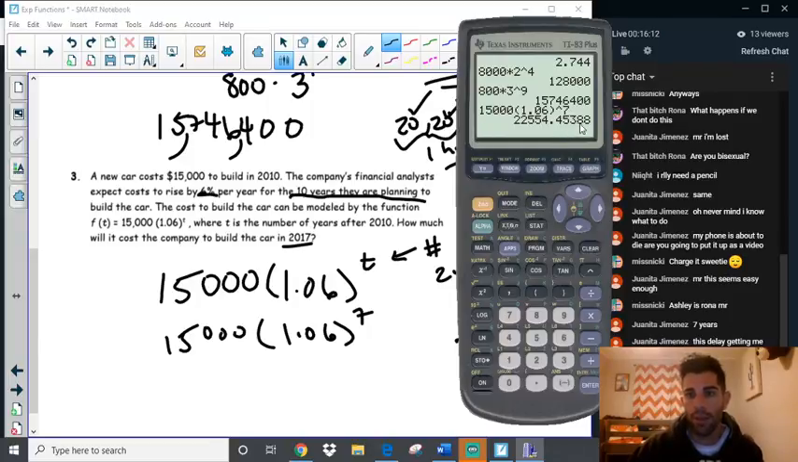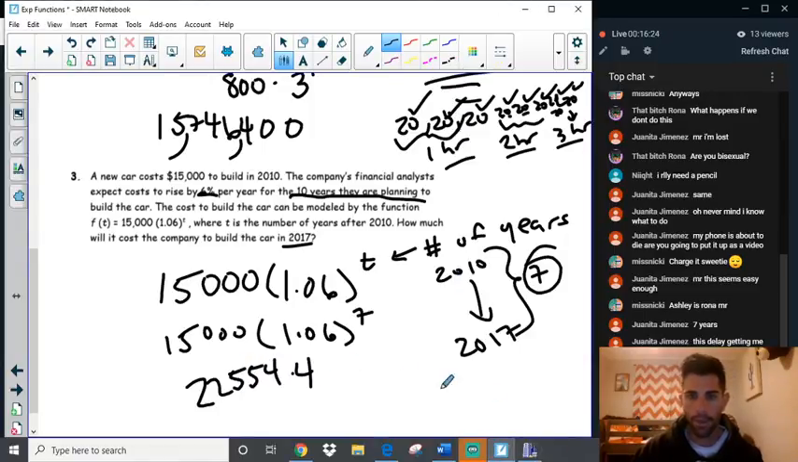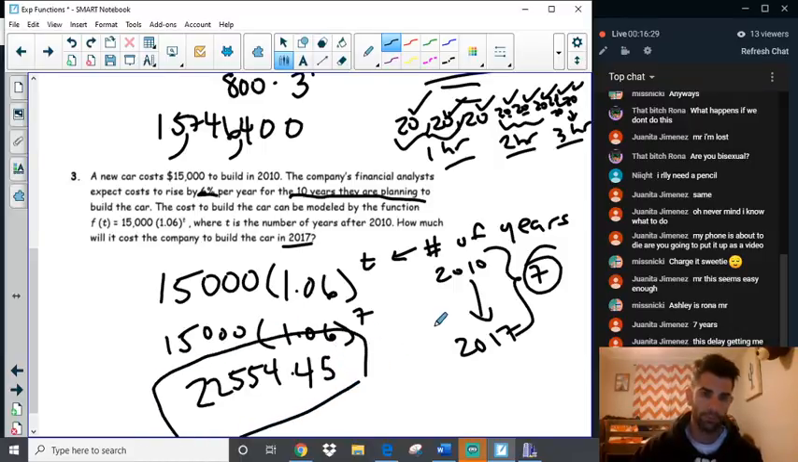And then the 388, we don't have to worry. The 3 says stay the same, so it's 22554. And what was it, 45 cents? Yep, and 45 cents. And there you go. And that's how you kind of do your general word problems, okay?